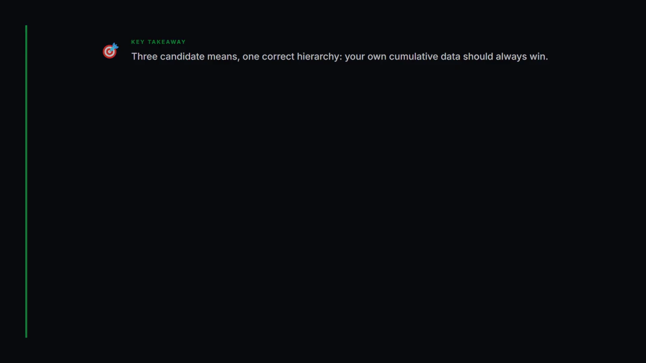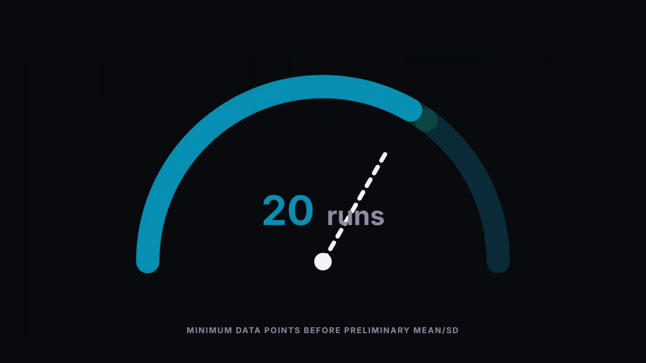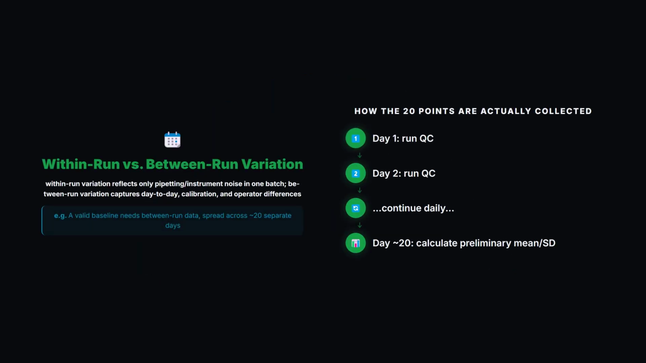Every new QC lot starts from 0 data. CLSI's answer to how many results before I can trust a mean is specific and non-negotiable. A minimum of 20 data points, collected across at least 20 separate analytical runs, before a preliminary mean and standard deviation are calculated at all. 20 separate runs, not 20 replicates in one batch.